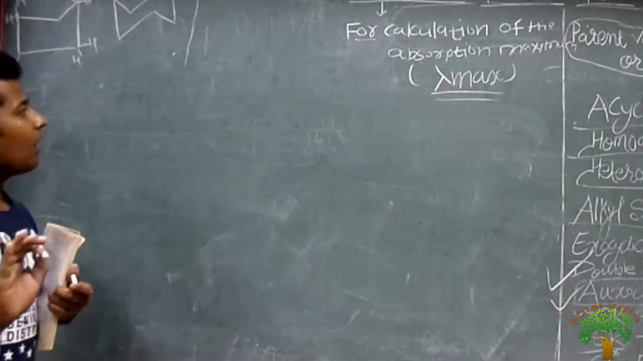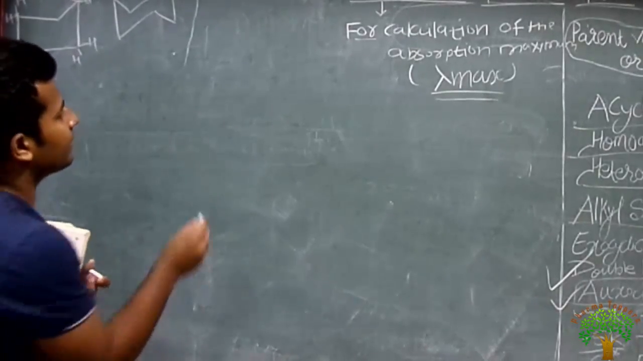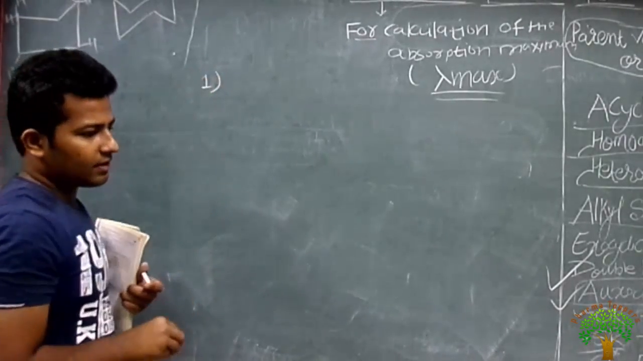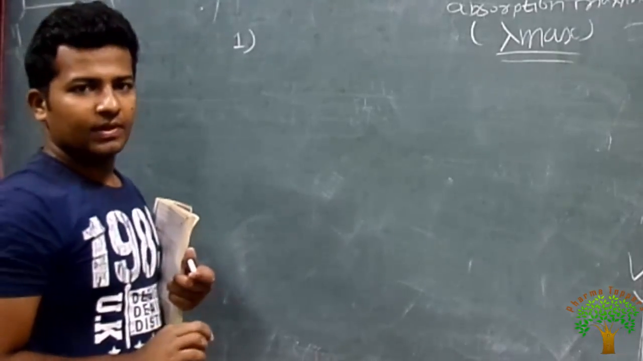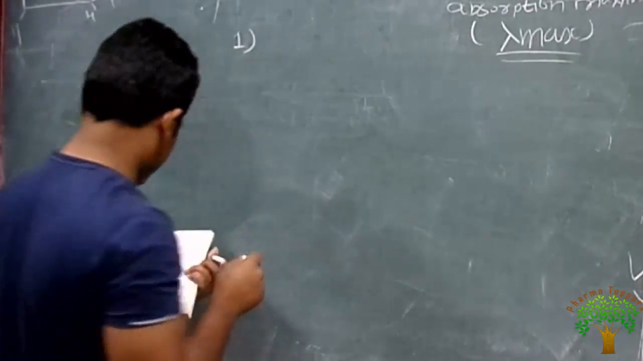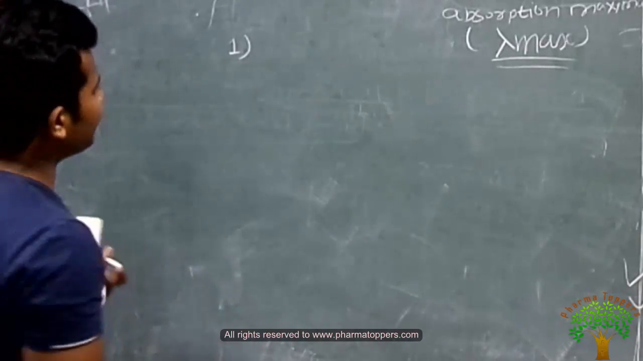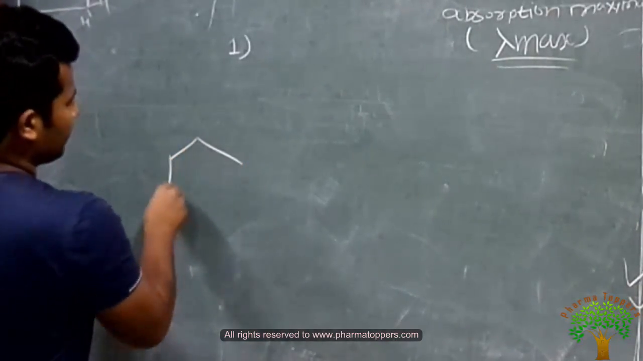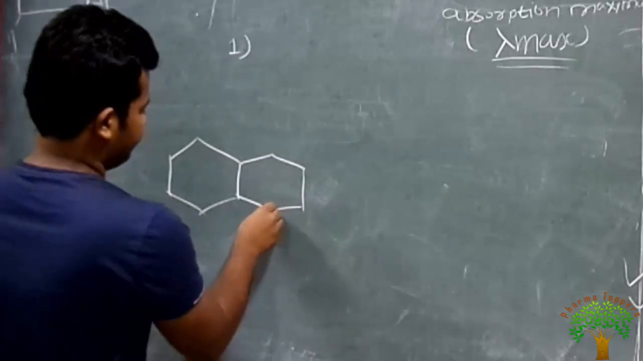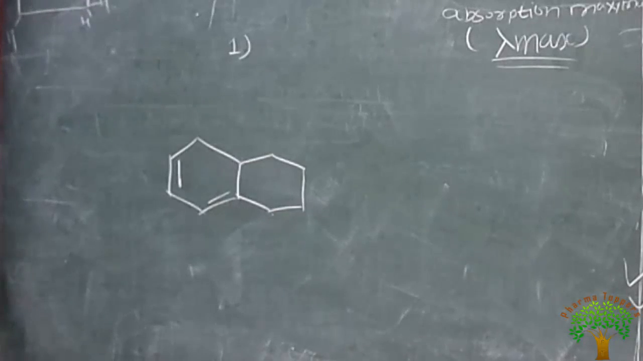I have one strategy to calculate the Woodward-Fieser rule in a very simplified manner. Remember, write this down. First, identify the structure, and where double bonds are present, put an asterisk. First we see an example, then we calculate. Take a simple structure. This is the simple structure.